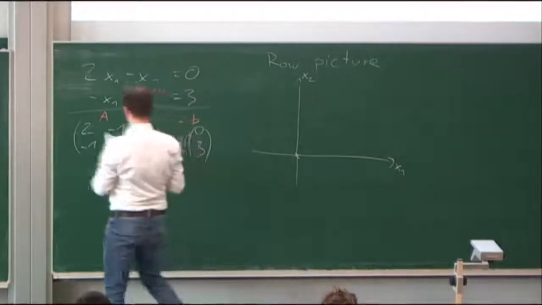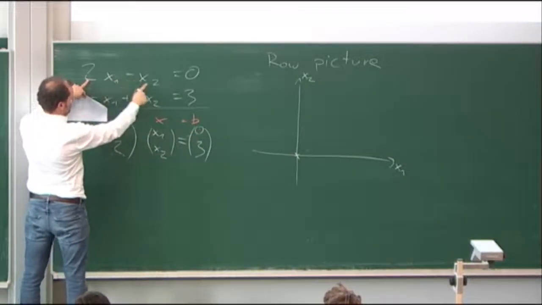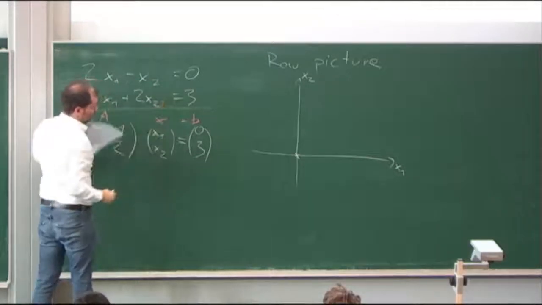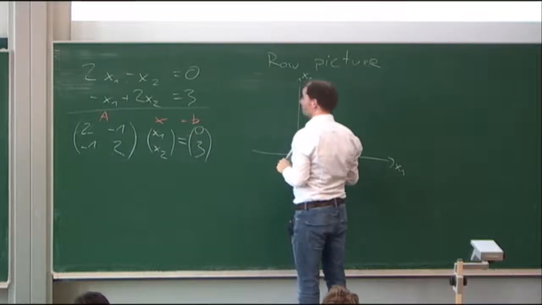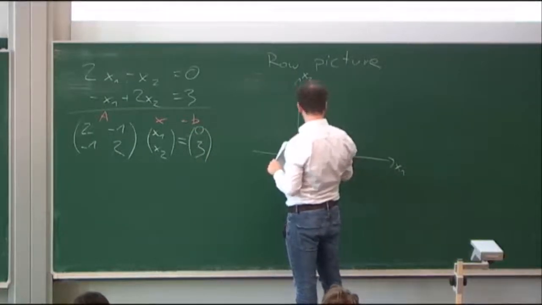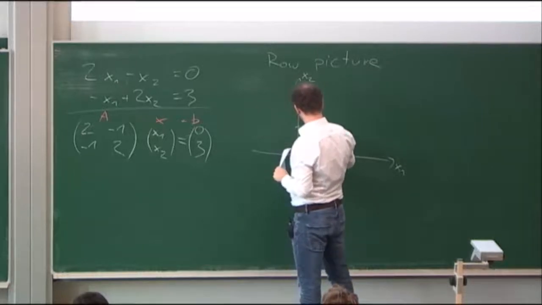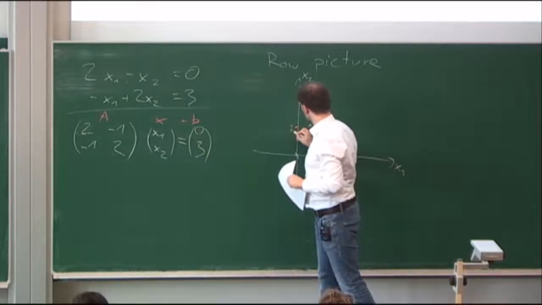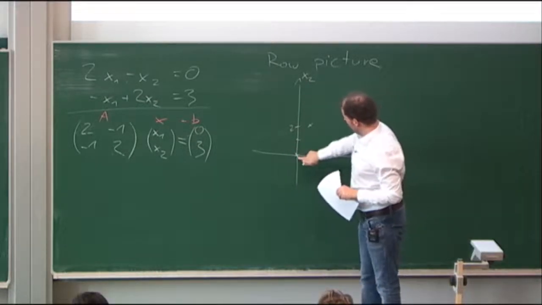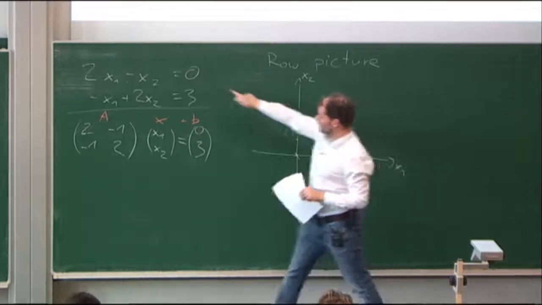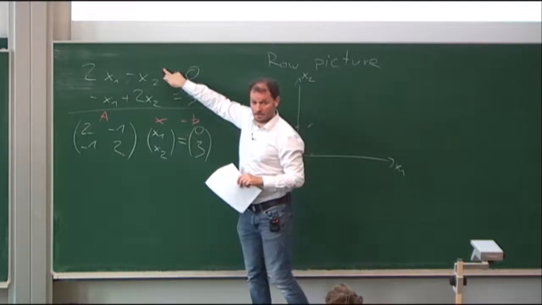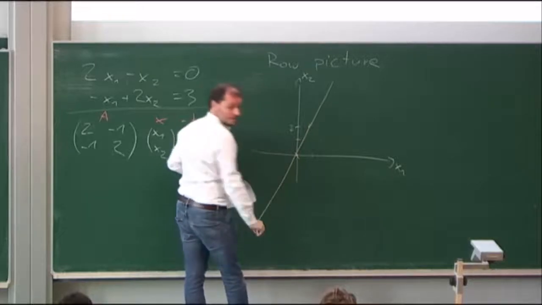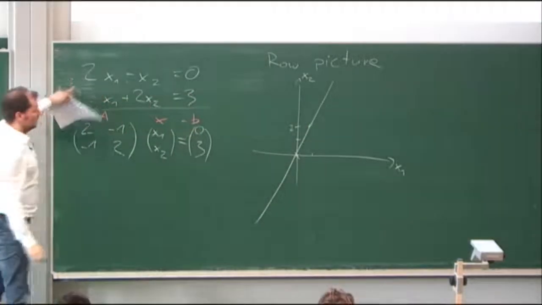And as another point, if x1 is 1, then x2 should be 2, right? 2 times 1 minus 2 is also 0. So now both these points fulfill the first equation, right? And I can easily get all the points that fulfill the first equation because they will all lie on this line that goes through these 2 points, because it's a linear equation.